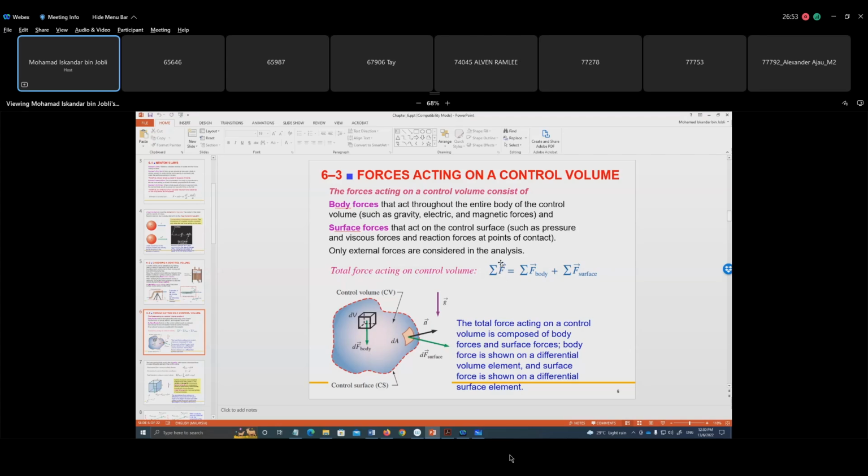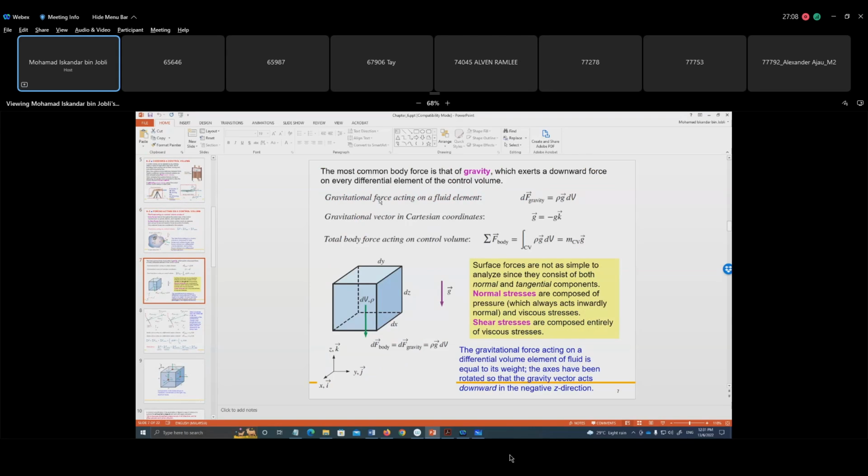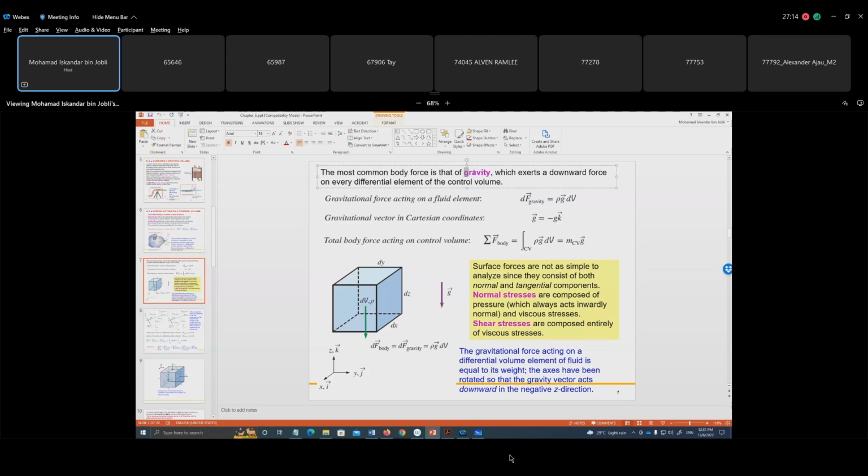The total force acting on a control volume is the force acting on the body and the force acting on the surface. That's it. Force acting on the body, force acting on the surface. The rest you don't need to know. The most common body force is gravity. I think that is the only thing considered in the book.